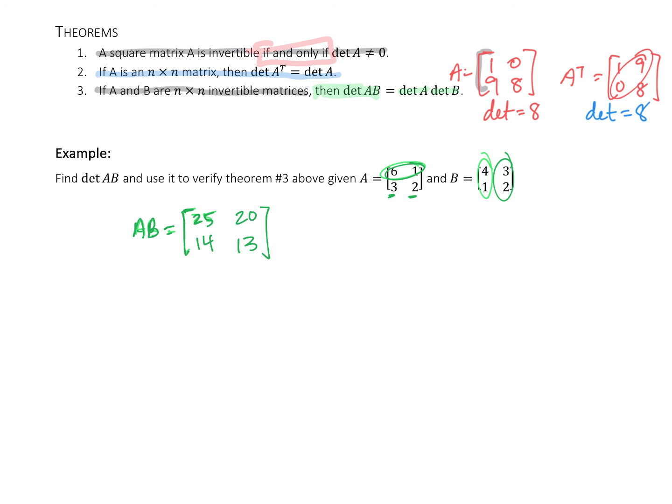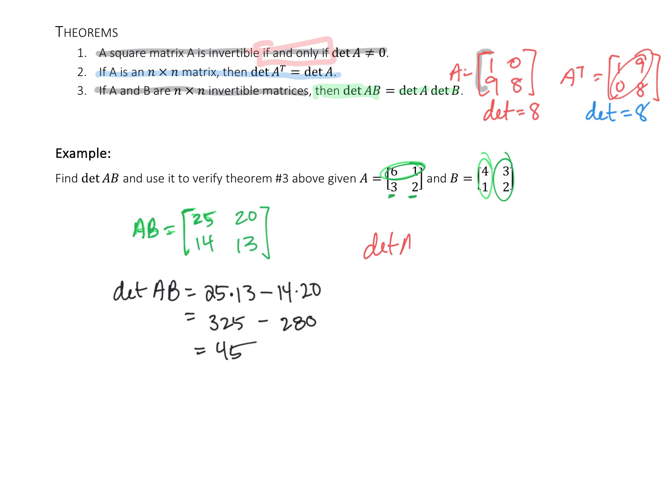And now we find some determinants. All right, so the determinant of AB is equal to 25 times 13 minus 14 times 20. I'm going to save you the heartache. Or, you know, you can try it on your own. 325 minus 280 comes out to a beautiful 45. Okay, let's find some other determinants.